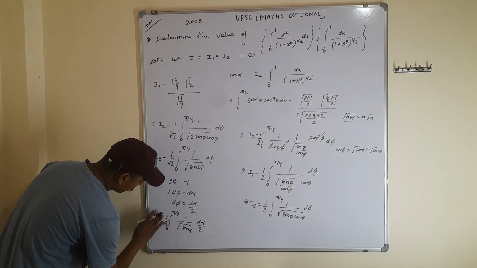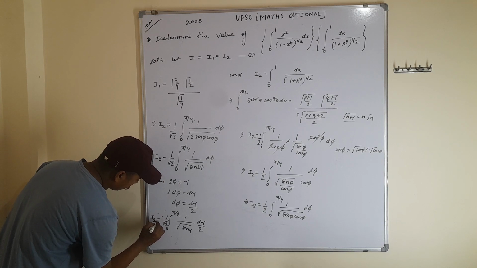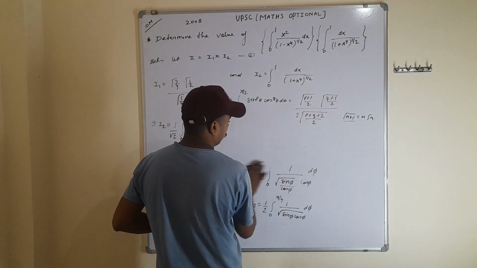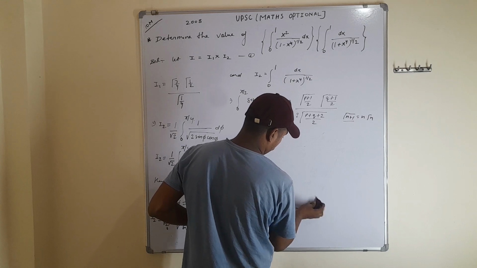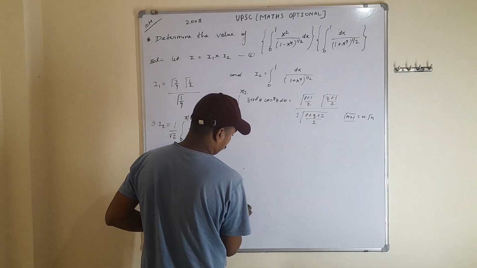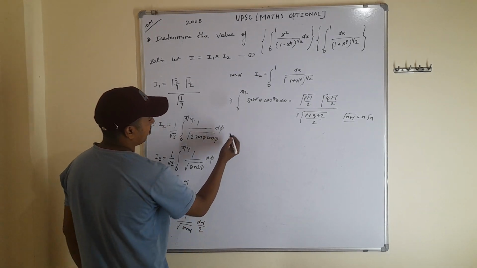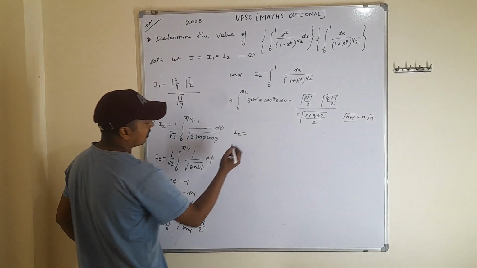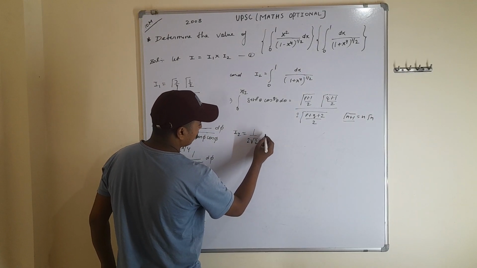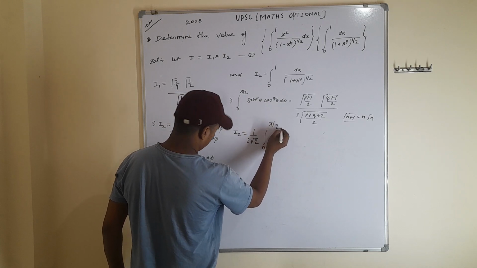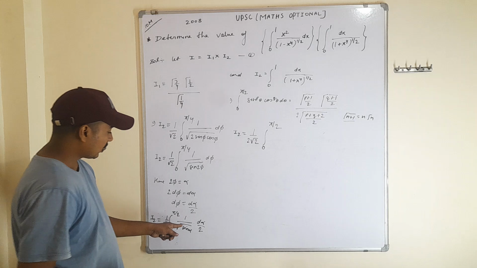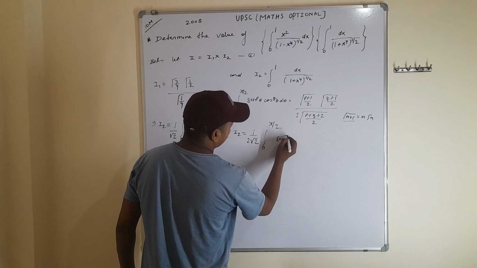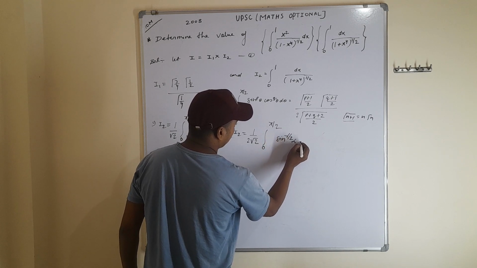1 by root 2. Then I2 is equal to, 2 is also common out, that is 1 upon 2 root 2 limit 0 to pi by 2, and 1 upon root sin alpha is written as sin to the power minus 1 by 2 alpha d alpha.